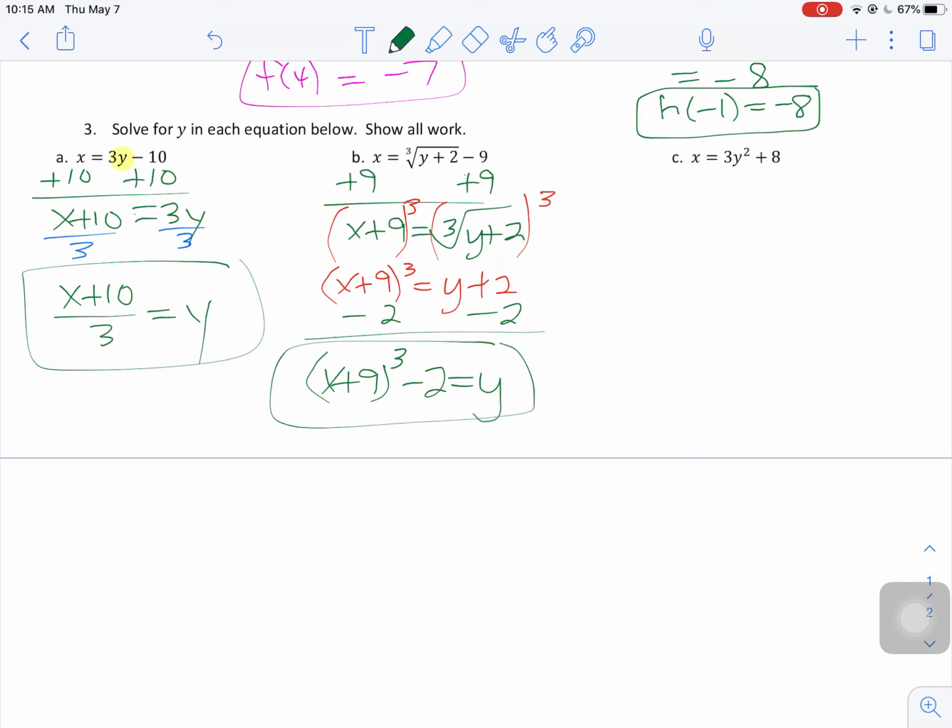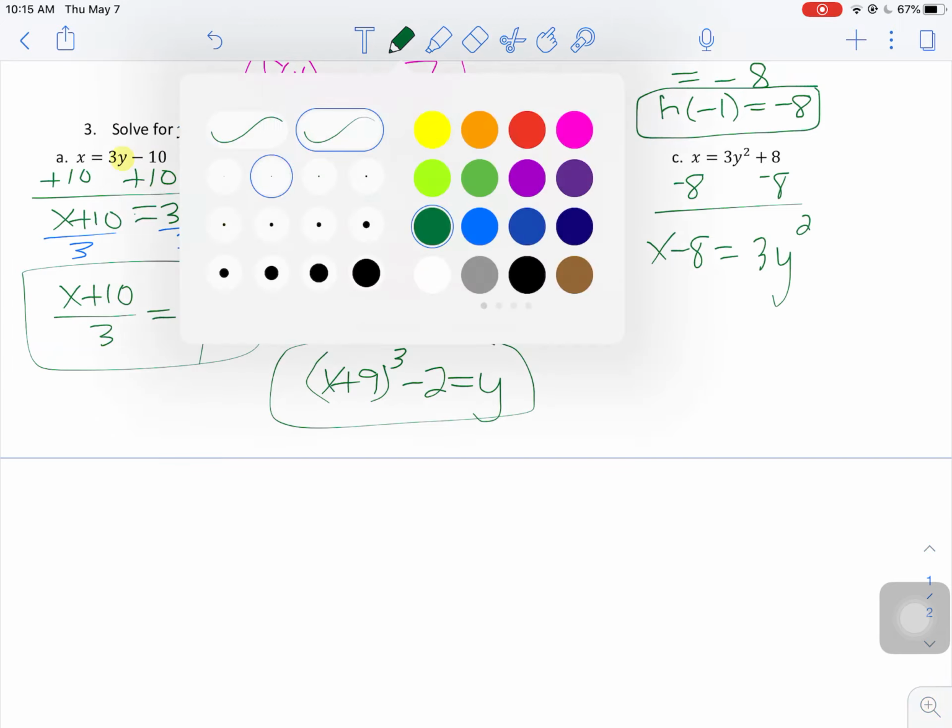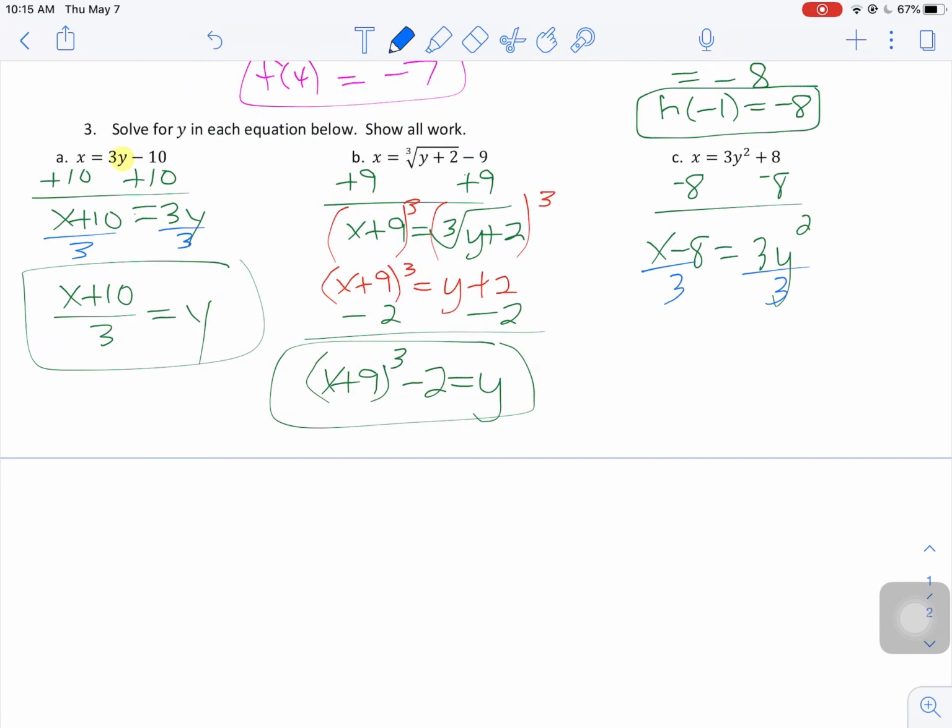And that's it. Last one, x minus 8 equals 3y squared. Undo multiplication by doing division. X minus 8 divided by 3 equals y squared. So in order to undo an exponent, you have to take the corresponding root. So since the exponent is a 2, I'm going to do a square root. If the exponent had been a 5, I would do a 5th root, so I'd have to put a little 5 right here. But since it's a square root, I don't need to put the little 5.